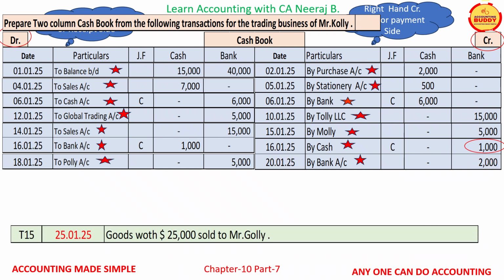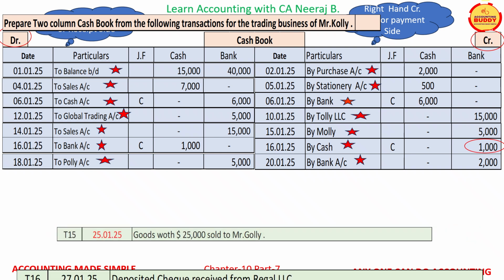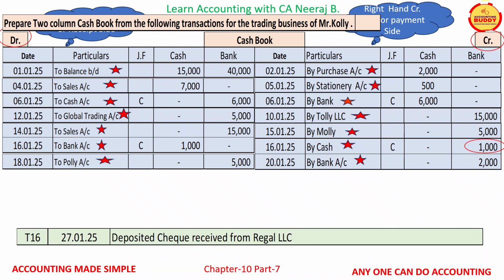Transaction T15 is goods for $25,000 are sold to Mr. Goli. This is a credit sales transaction, therefore it will not be recorded in the cash book. Transaction T16 is on 27th of January 25. The check received from Regal LLC for $25,000 on 20th of January 25 is now deposited in the bank.